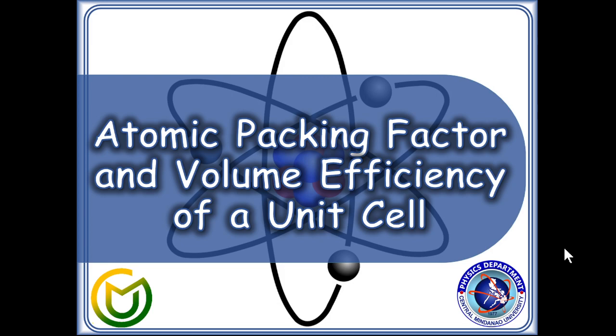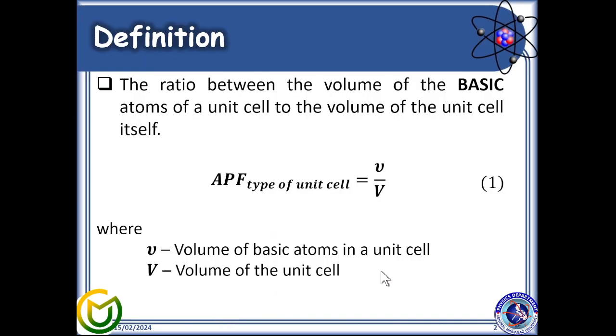Atomic packing factor is a measure used in material science and crystallography to measure the efficiency with which atoms pack together within a crystal structure. By definition, atomic packing factor is the ratio between the volume of the basic atoms of a unit cell to the volume of a unit cell itself.